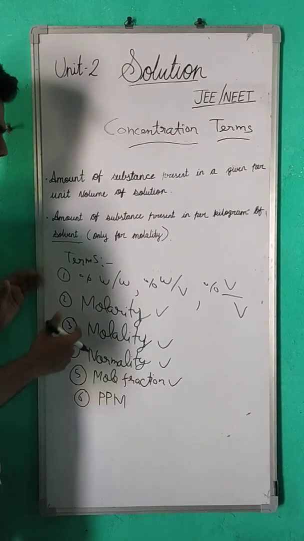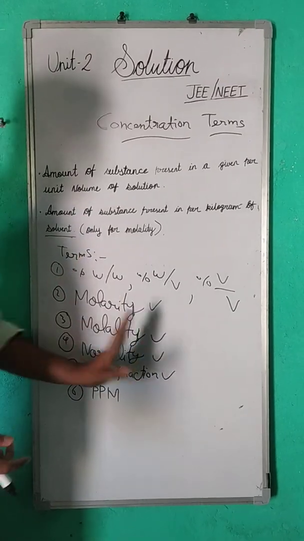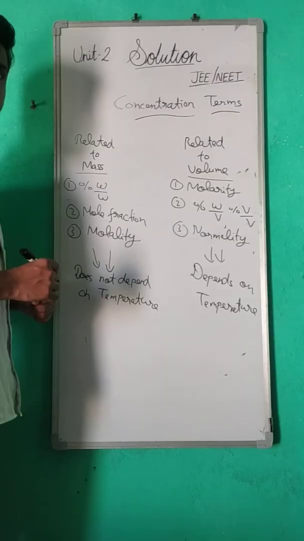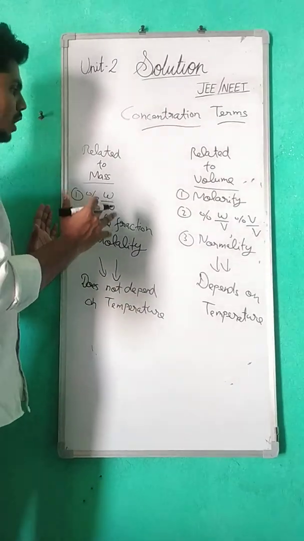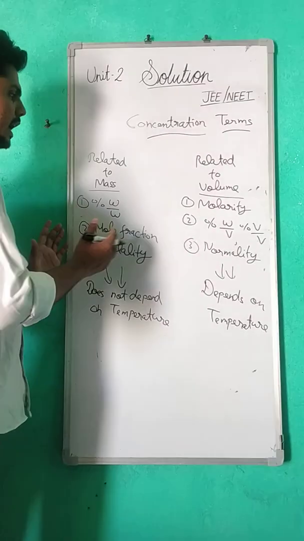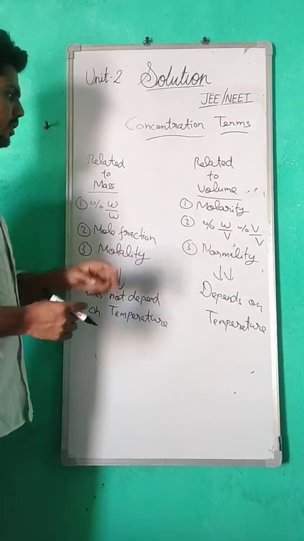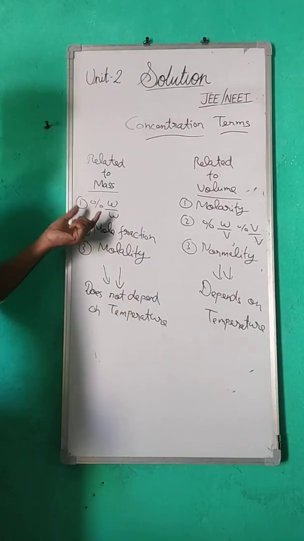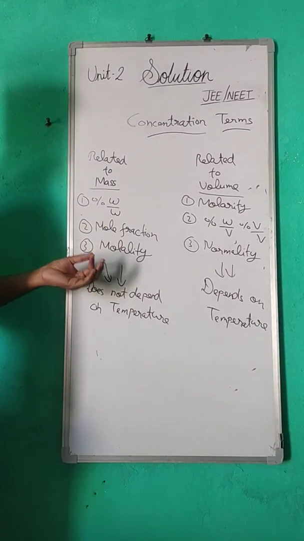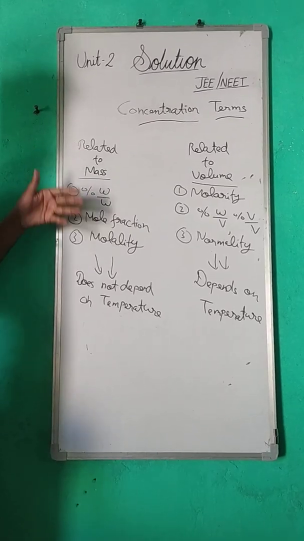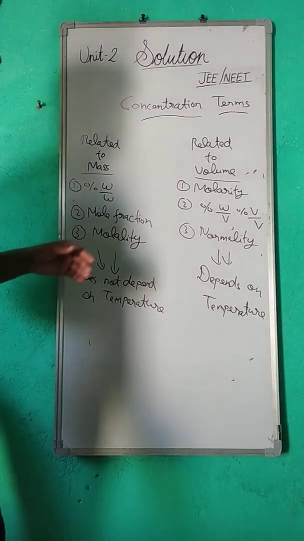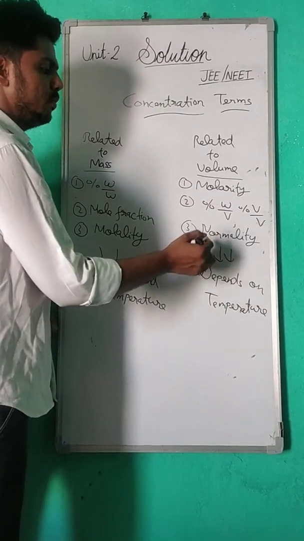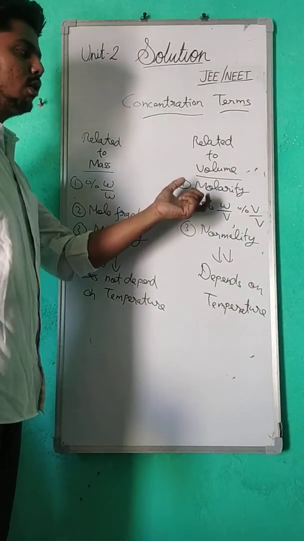These are the concentration terms. In the further part, I will divide these concentration terms into two parts. Out of all the concentration terms, I have segregated them into two categories: related to mass and related to volume. Related to mass, you can say percentage weight by weight, mole fraction, molality. In these three terms, you will see the term mass. And related to volume: molarity, percentage weight by volume, volume by volume, normality. Here you will see the term volume in it.